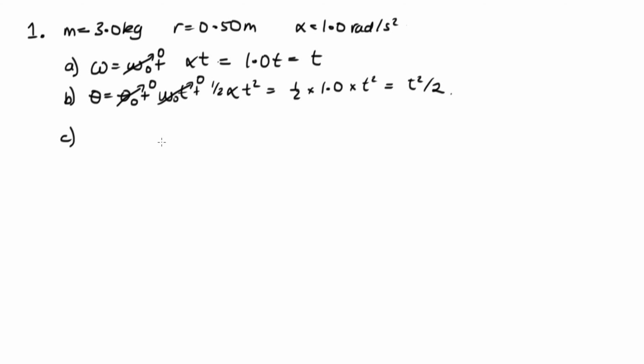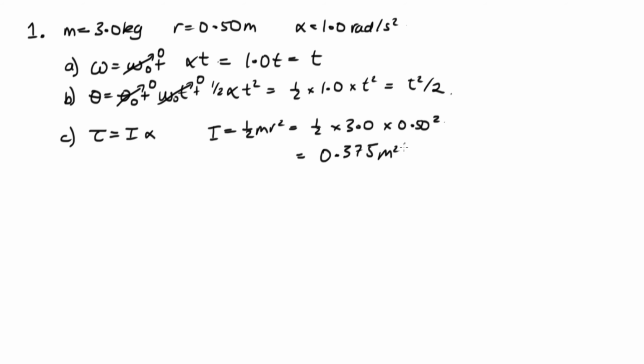Now in part C, it says what torque acts perpendicular to the radius of this disk to cause this acceleration. So to do this, we're going to need to use that the net torque is equal to I alpha. We've been given alpha and we can calculate I. Because it's a disk, we know that I is given by a half m r squared. So this is equal to a half times 3 times 0.50 squared. And so solving this on the calculator, we get 0.375 kilogram meters squared.